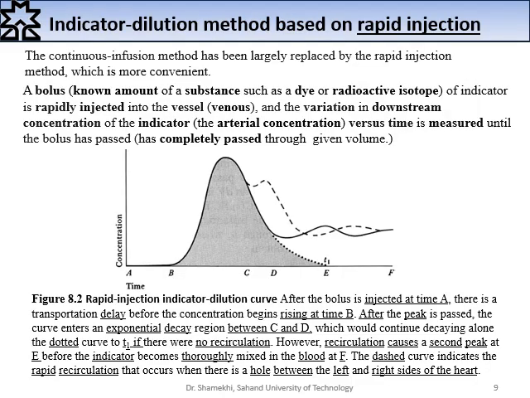In this slide, we will talk about the indicator dilution method based on rapid injection, the second type of indicator dilution methods. The continuous infusion method has been largely replaced by the rapid injection method, which is more convenient.